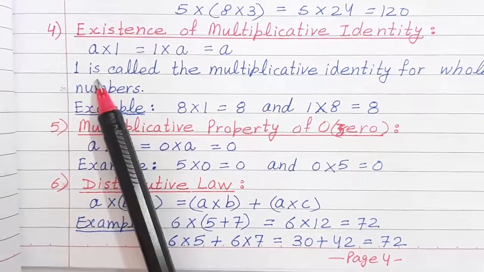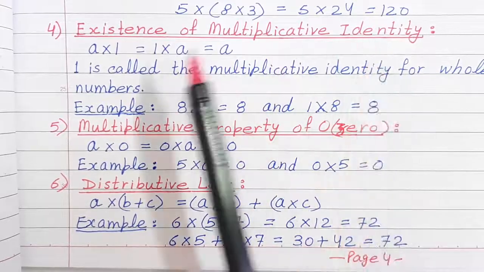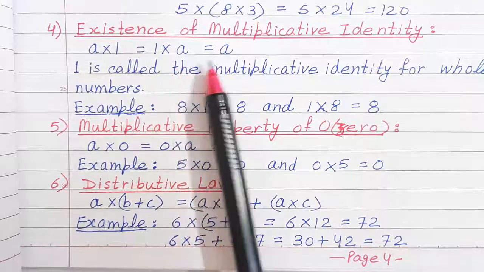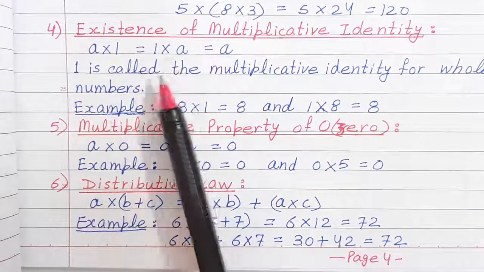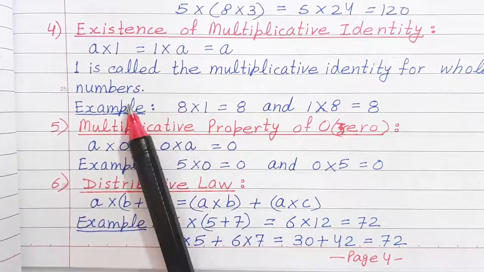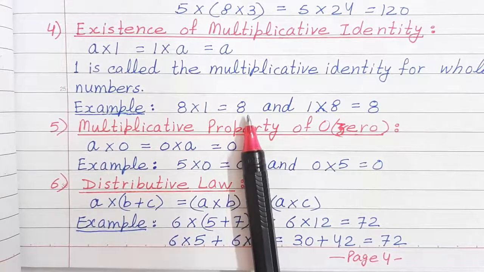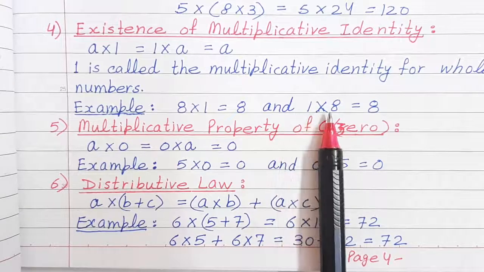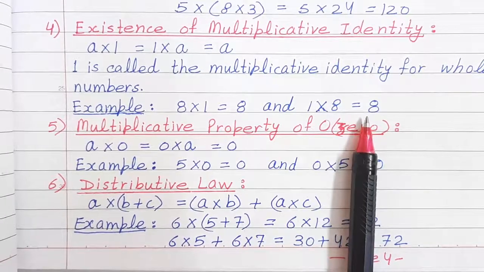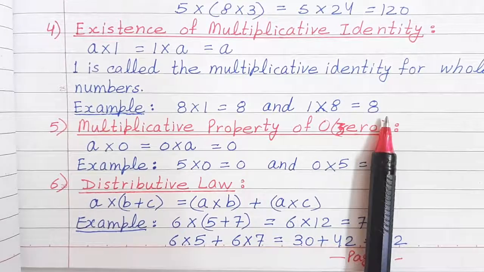Now the next property is existence of multiplicative identity. A multiplied by 1 is equal to 1 multiplied by A, that is A. 1 is called the multiplicative identity for whole numbers. For example, 8 multiplied by 1 is 8. Similarly, 1 multiplied by 8 is also 8. That means if you multiply any number with 1, the number will remain same.